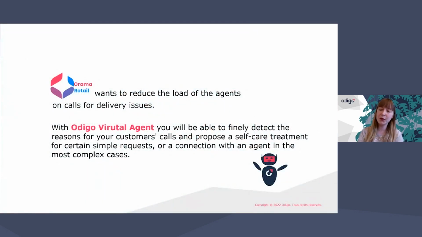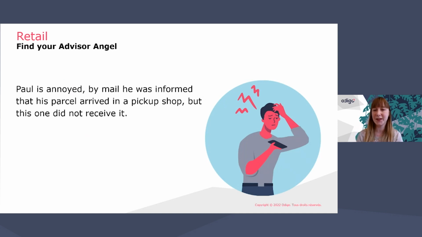For all the demos we will show you today, we created fake companies. So in the retail sector, we have Orama Retail. Today, Orama Retail's issue is that they want to reduce the load of the agent on call. So we propose Odigo Virtual Agent to detect the reason of your customer and to be more efficient. For this issue, we have the story of Paul.